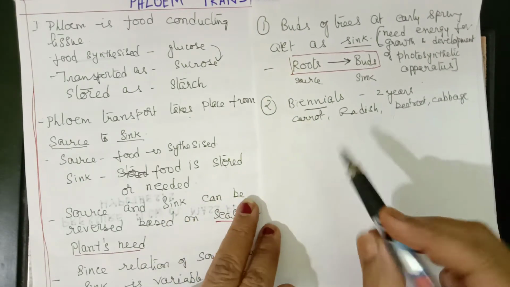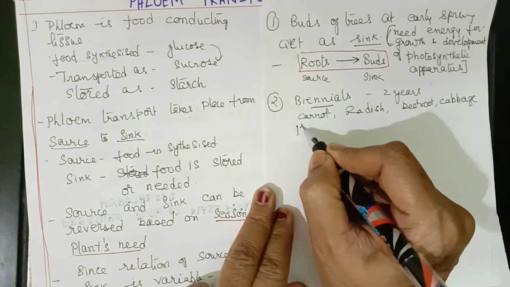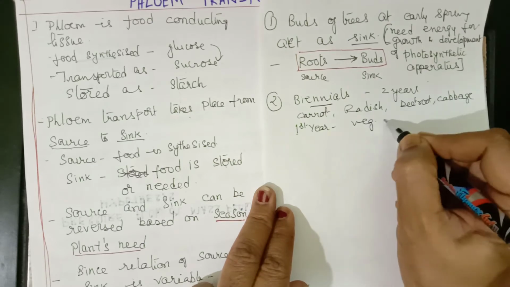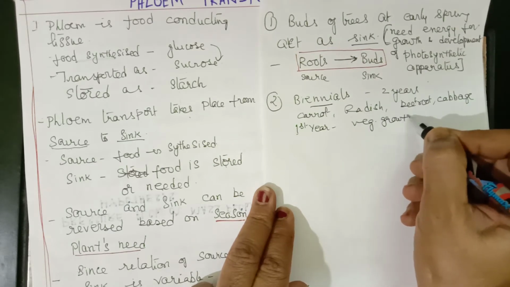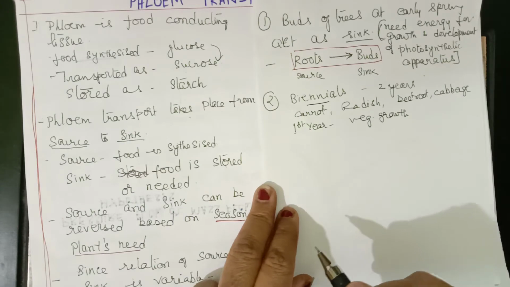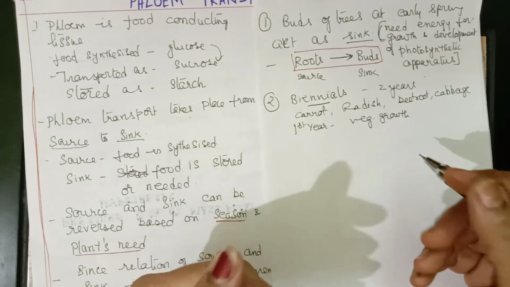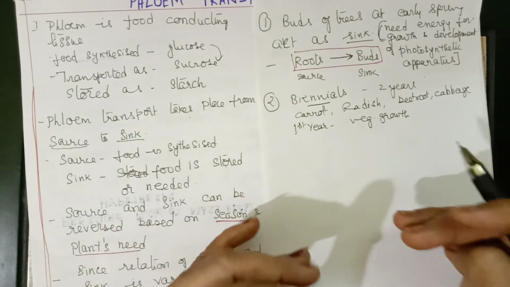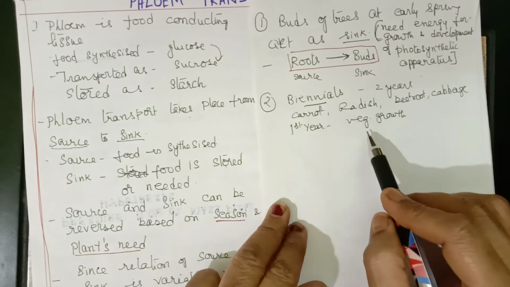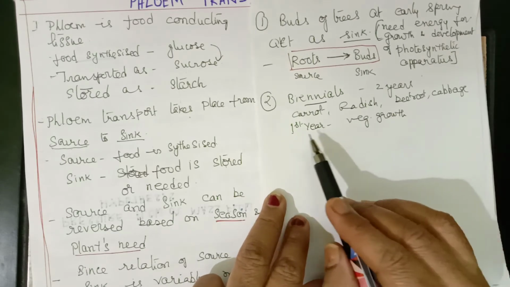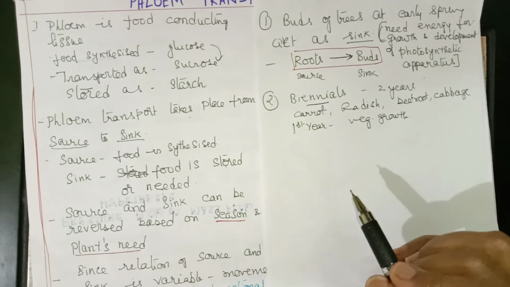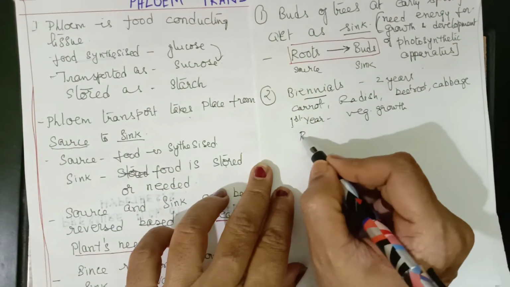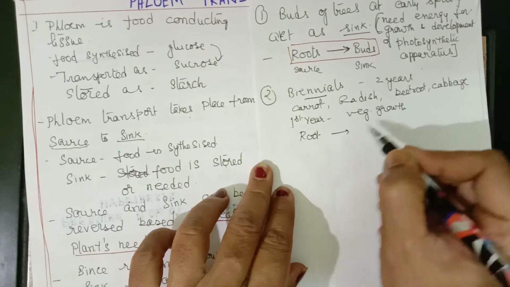That means in the first year, what happens? In the first year, they show vegetative growth. Vegetative growth means preparation of food material, increase in the size of the plant, and transport of food material. So what is the direction of transport here? Here the direction of transport in the first year will be from root to leaves.